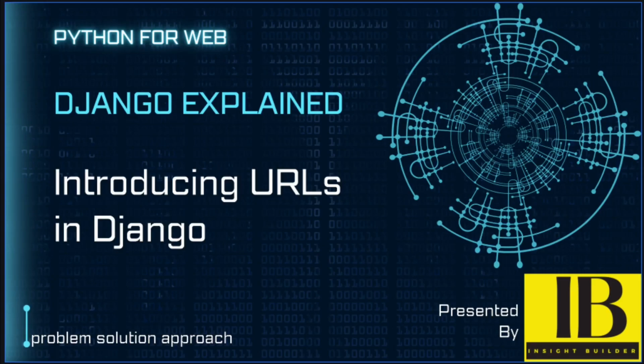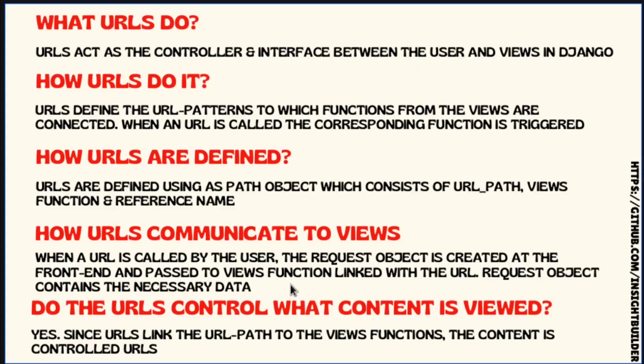Django explained, introducing URLs in Django. URLs are like the controllers and the interface between the user, that is you, and the views that are in the backend of the Django server. How do URLs do it? URLs define the URL patterns to which the functions from the views are connected. I'll be showing an example in a couple of minutes.